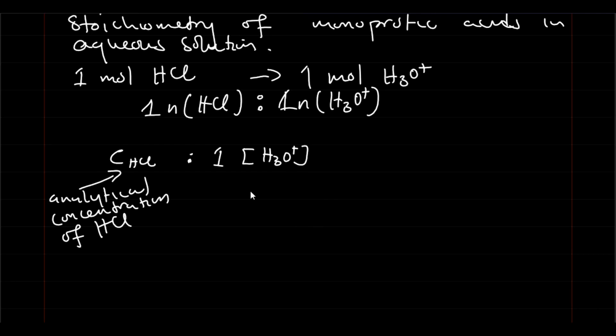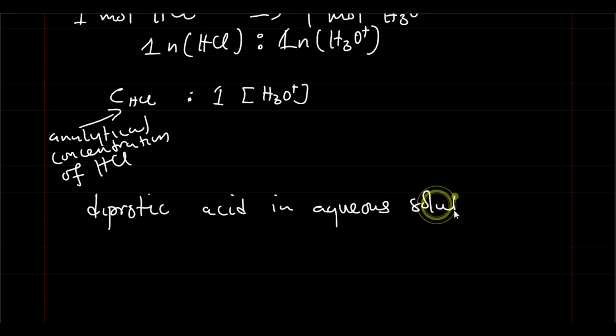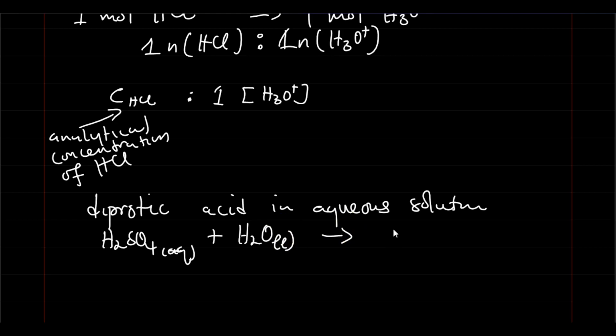Okay, so now let's go to diprotic. A diprotic acid in aqueous solution, what are we going to have? For example, let's take H2SO4, sulfuric acid. Let's add it to water. What are we going to get? Because we are mixing acid with water, we are going to get hydronium ion plus an anion.